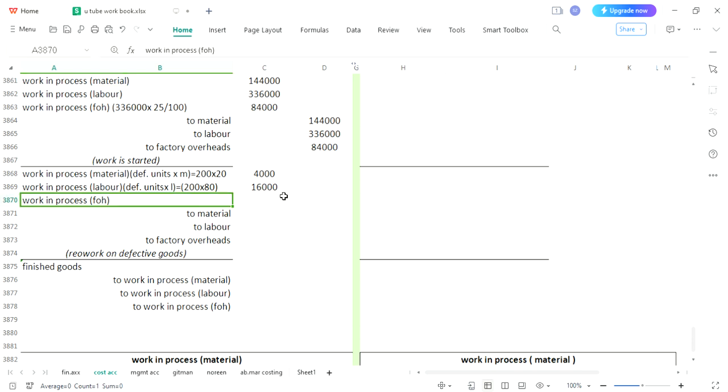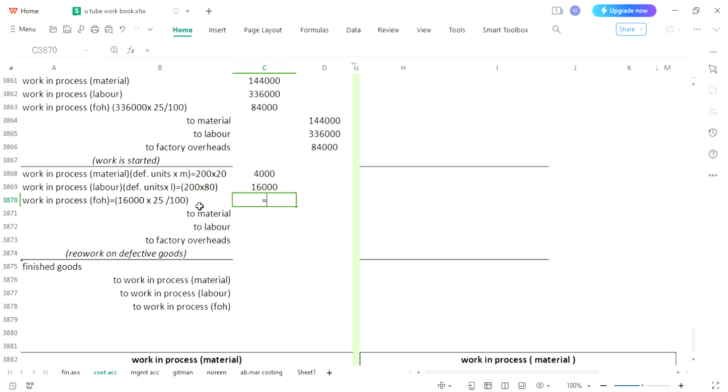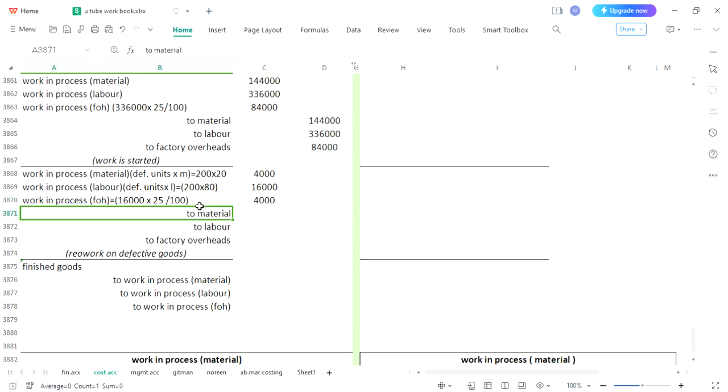Your total labor cost you have calculated is 16,000, and we will directly be putting 16,000, and we will take 25%, multiply by 25 and divide by 100. In this way, the amount of FOH would be calculated. The statement is completed. We are now open to put the amount: 16,000 multiply by 25 divided by 100. So the amount of FOH is also calculated, and the next step is simple.